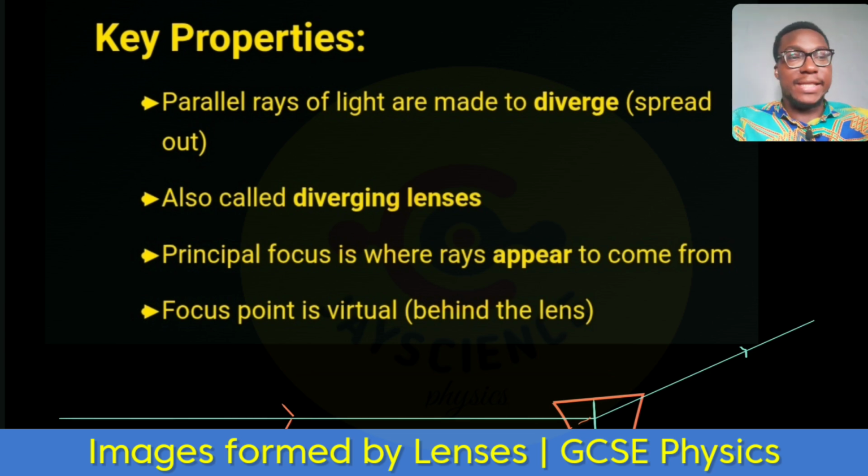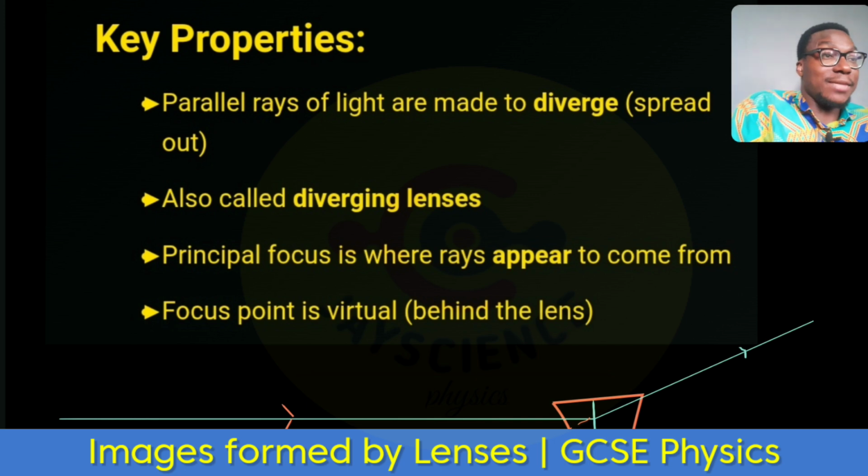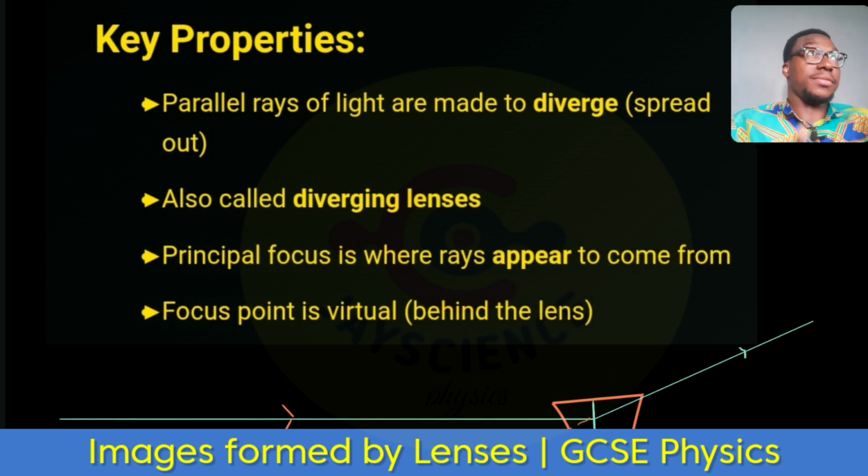For a concave lens, parallel rays from infinity are made to diverge. They spread out, all right? So that's why we call them diverging lenses. When you look at questions, the examiner refers to them as either concave lenses or diverging lenses. And then convex lenses are usually referred to as convex or converging, based on their properties.